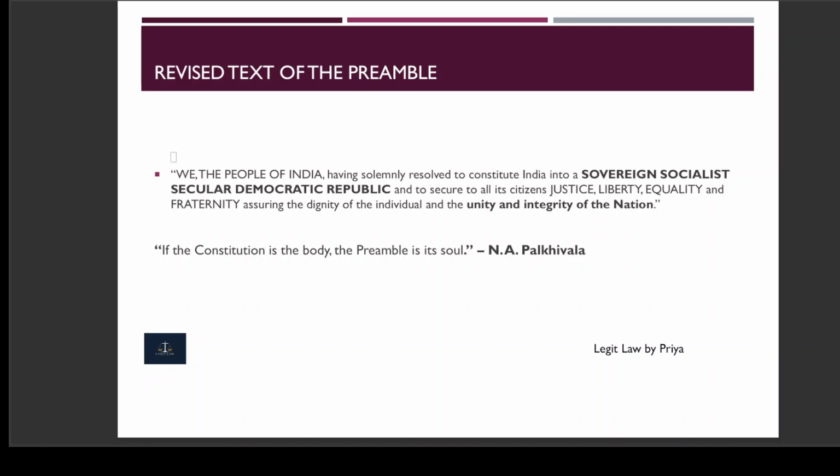So this is the revised text of the preamble after the 42nd amendment that says, "We the people of India, having solemnly resolved to constitute India into a sovereign, socialist, secular, democratic republic, and to secure to all its citizens justice, liberty, equality, and fraternity, assuring the dignity of the individual and the unity and integrity of the nation." N.A. Palkhivala says that if our constitution is the body, then the preamble is its soul.